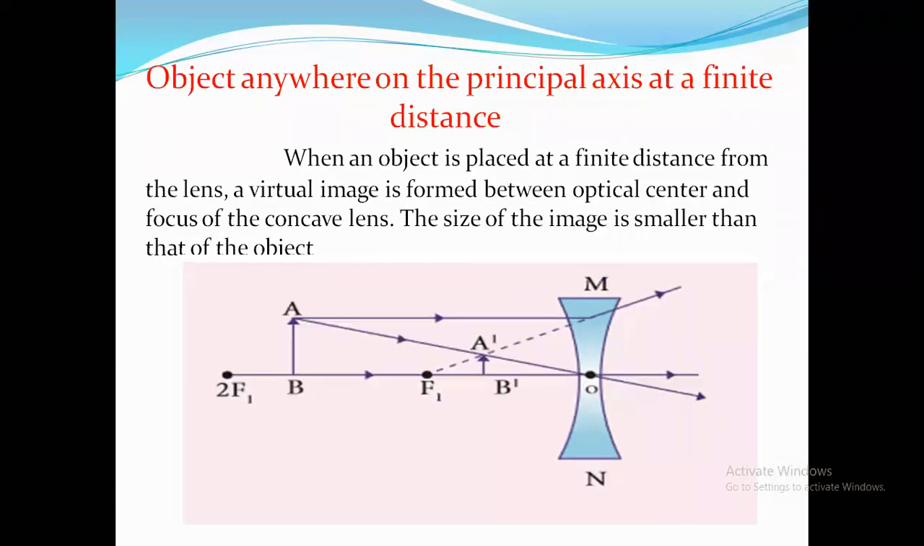Next, the object on the principal axis. Where is the object? Here, that is the object. The virtual image is formed in between the optical center and the principal focus. This is A and B, the object. Two rays are refracted by the concave lens and then form the virtual image at the focus.